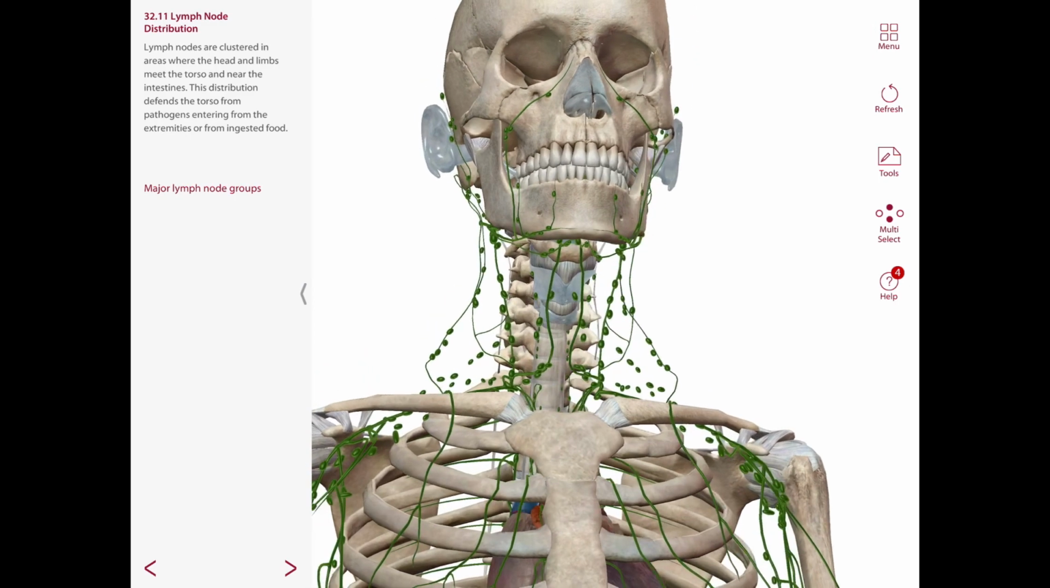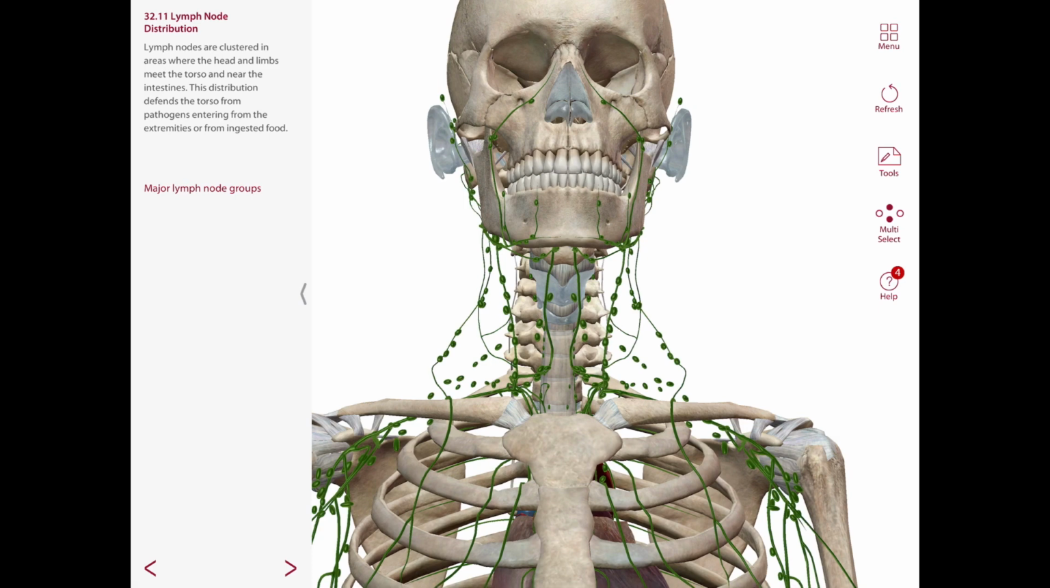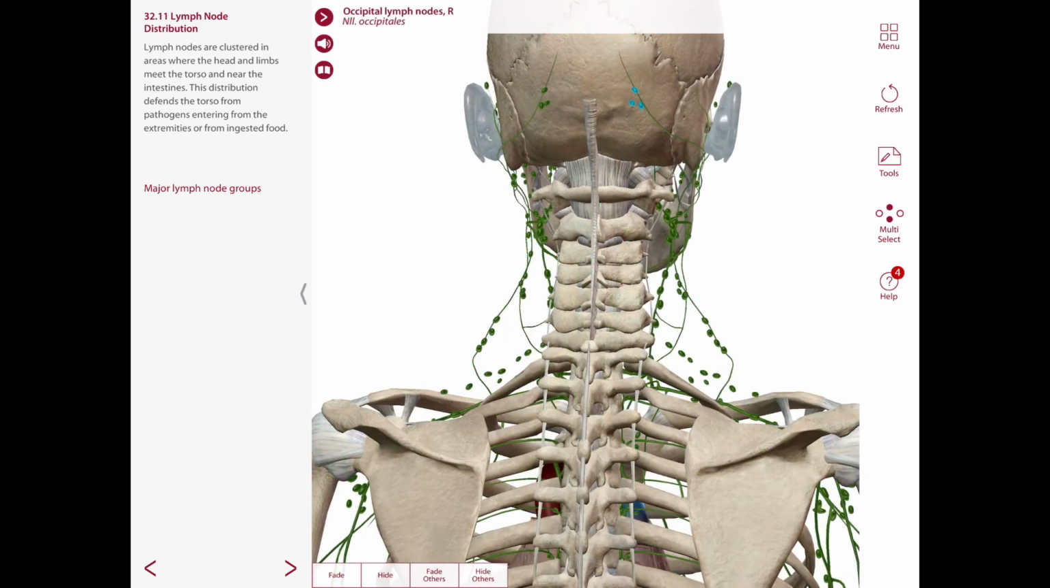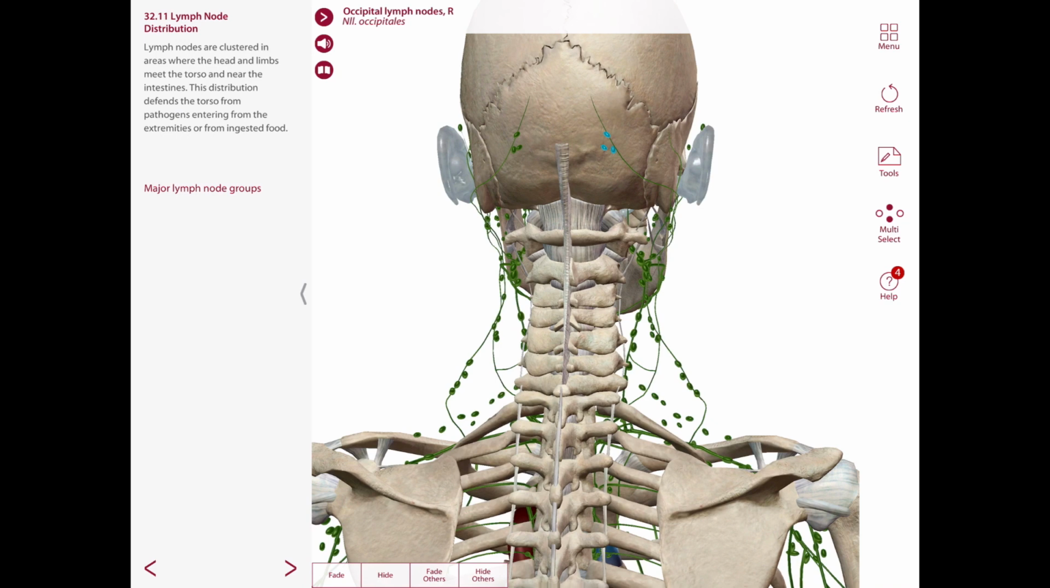The terminal group receives all lymph of the head and neck directly or indirectly. So let's go over some regional group lymphatic nodes. First off, we have the occipital lymph nodes. These are located over the occipital bone at the apex of the posterior triangle of the neck, and they receive lymph from the posterior scalp and the upper neck.